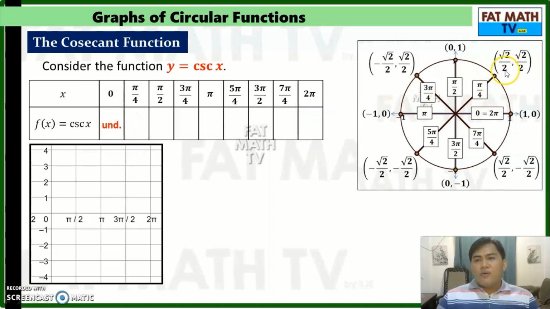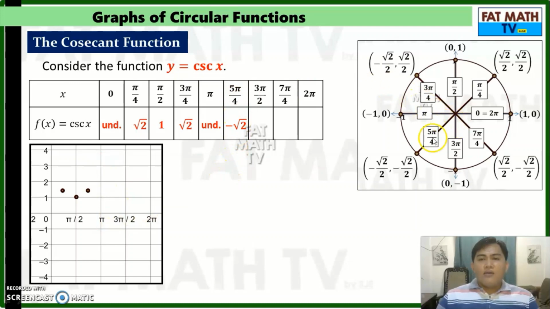If we have pi over 4, then 1 over y, 1 over this, is square root of 2, so that's about 1.4. When x is pi over 2, we have 1 over 1, so that's 1. So pi over 2, 1 is here. And then 3 pi over 4, 1 over square root of 2 over 2 is square root of 2, so that's 1.4. So it's here. And then x is pi, so 1 over 0 is undefined, so no value for x equals pi.